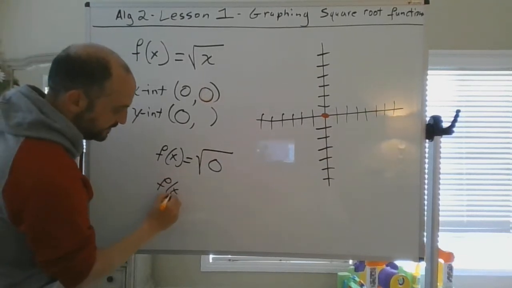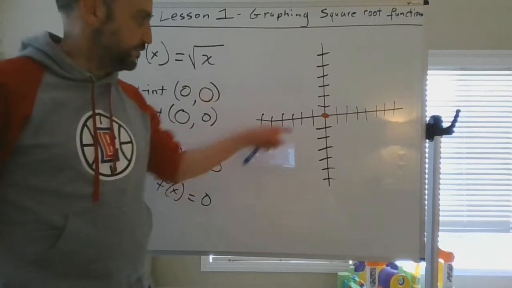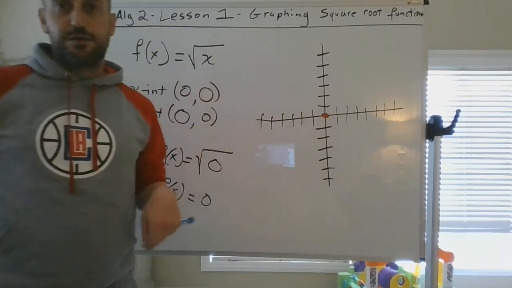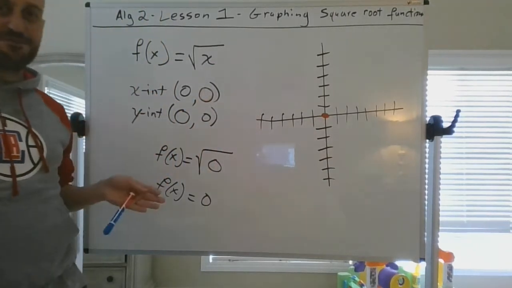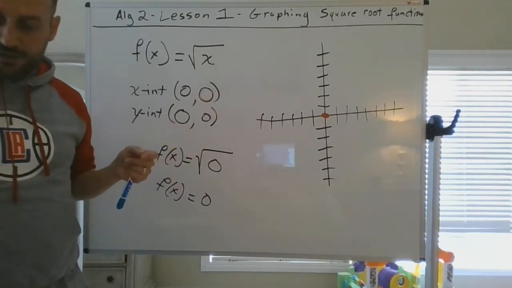Well, we already know what the square root of 0 is. The square root of 0 is 0. So f of x equals 0. And there we go, (0, 0). We already knew it. It's going to be right there. Both intercepts are right at (0, 0). Has to be. That's cute, but it doesn't really tell us much about our graph. Okay, great. It passes through that point. What else do we need to know?